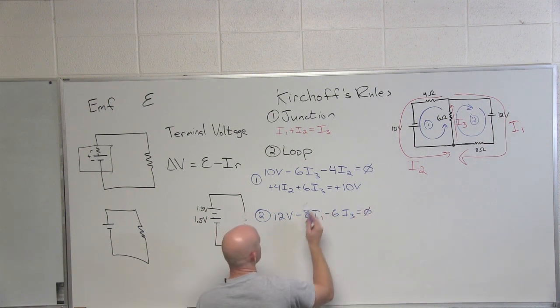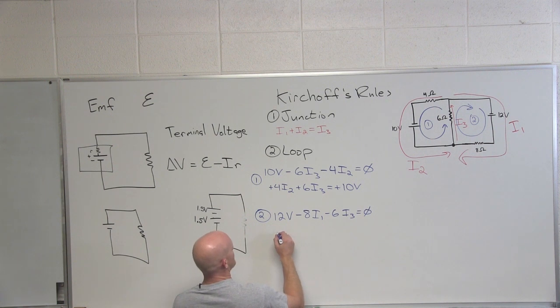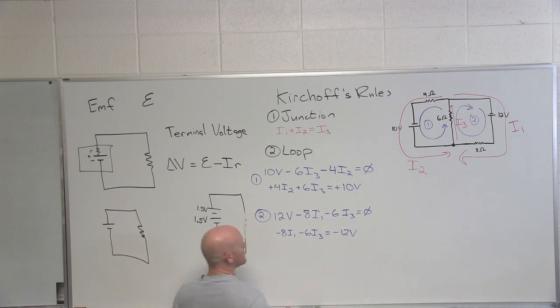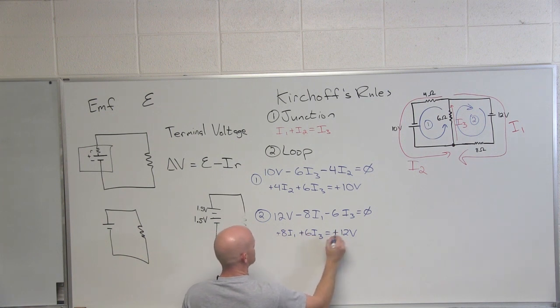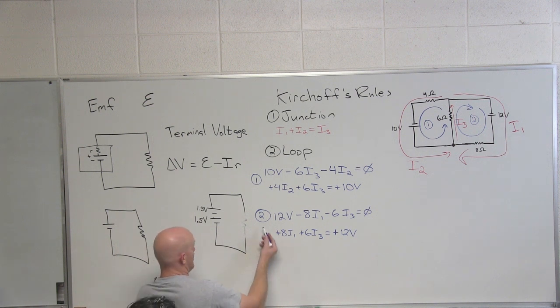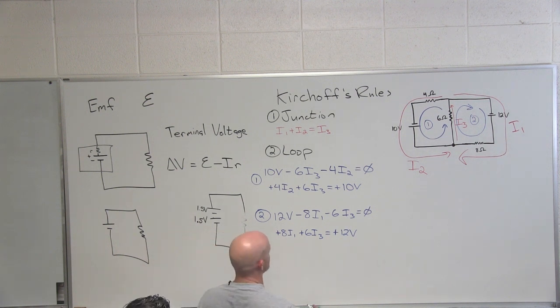If we do the same thing I did earlier, we'll have negative 8 I1 minus 6 I3 equals negative 12 volts. And again, what am I probably about to do? Yeah, just make them all positive. Change all their signs. Great. And that's what loop 2 results down to.